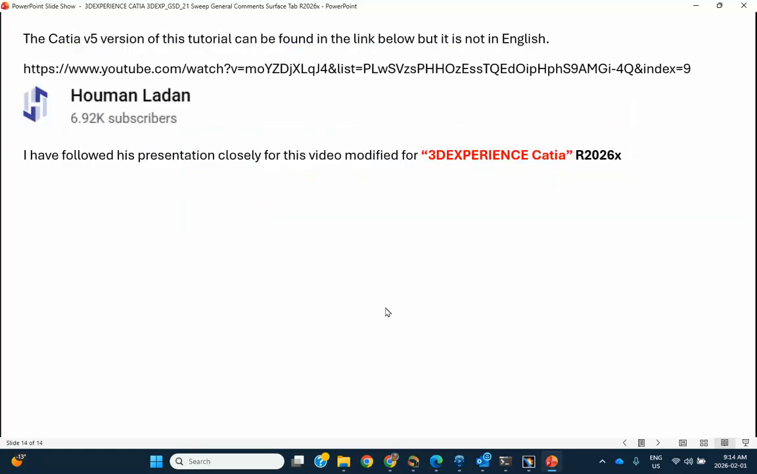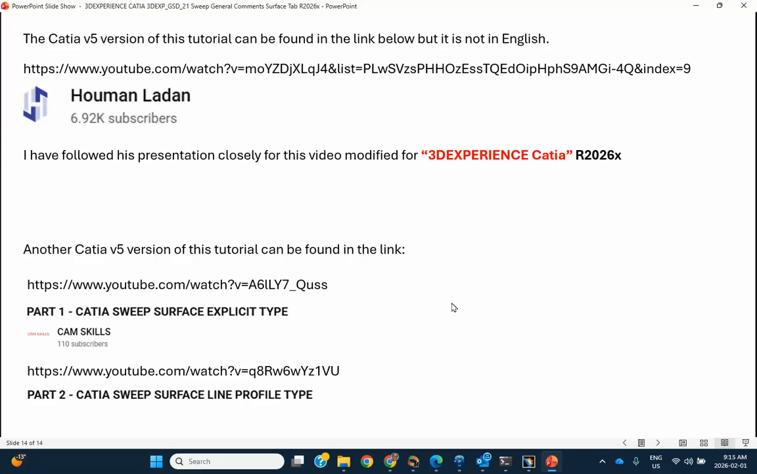There is a very good reference here. Unfortunately, it's not in English, but still it may help you. This is the CATIA V5 version of what I'm trying to do in 3D Experience CATIA, which is essentially CATIA V6. Okay, and there's another good one here. This is in English, but it's very short. This guy has an entire playlist of maybe 20 videos on generative shape design for CATIA V5, but this one is fairly limited as far as sweep is concerned. There are only two videos.